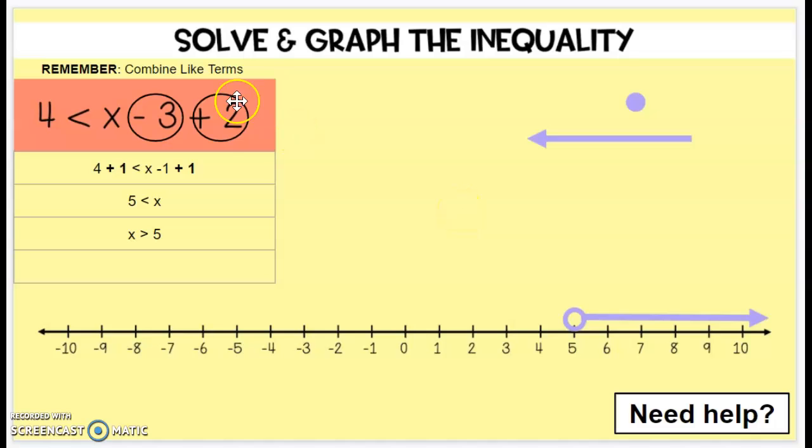So that would be the trick to this one. Just combining your like terms and then going through the steps like you normally go through them.